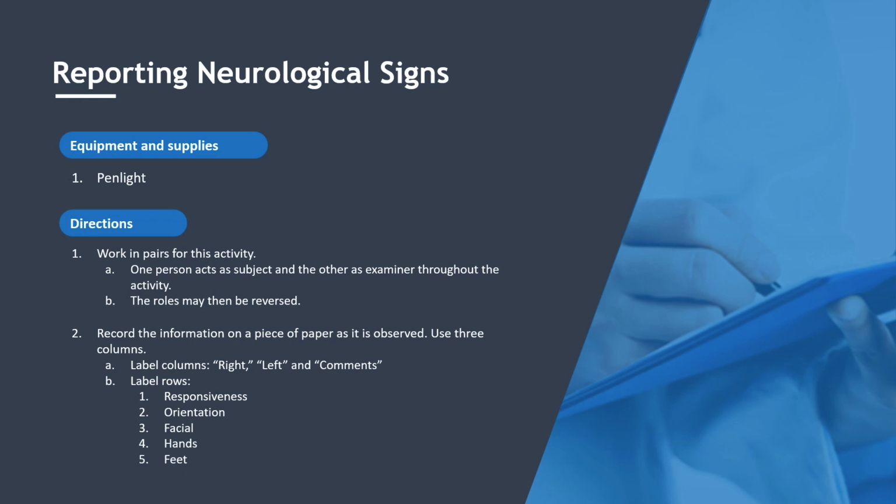Reporting neurological signs. Equipment used: a pen light. Directions: Work in pairs for this activity. One person acts as the subject, the other as an examiner throughout the activity. The roles may be reversed. Record the information on a piece of paper as it is observed. Use 3 columns. Label the columns right, left, and comments. Label the rows responsiveness, orientation, facial, hands, and feet.